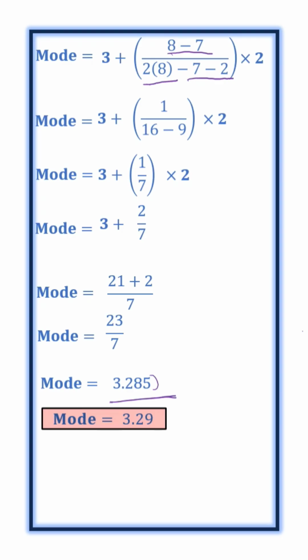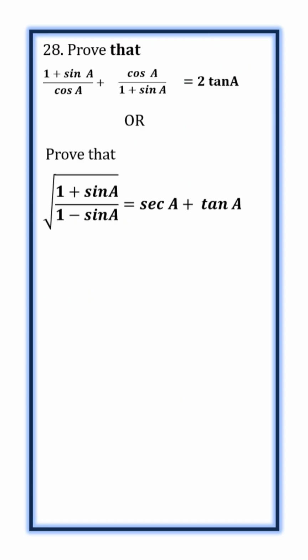Okay, now let us move on to the 28th question, which is taken from the chapter Trigonometry. Prove that (1 plus sin A) upon cos A plus cos A upon (1 plus sin A) is equal to 2 sec A. Or you can also solve this question: prove that square root of (1 plus sin A) upon (1 minus sin A) is equal to secant A plus tan A. Now let us solve this question.